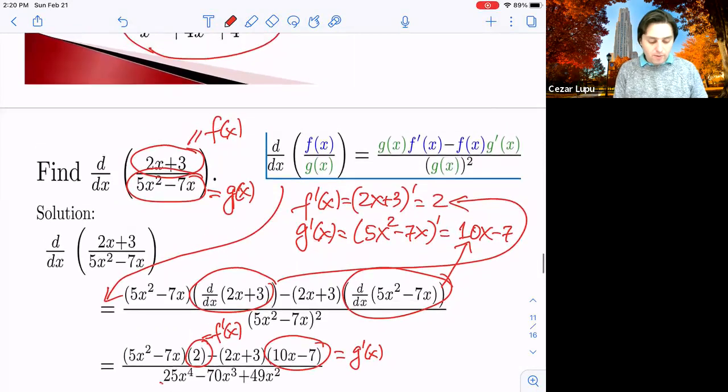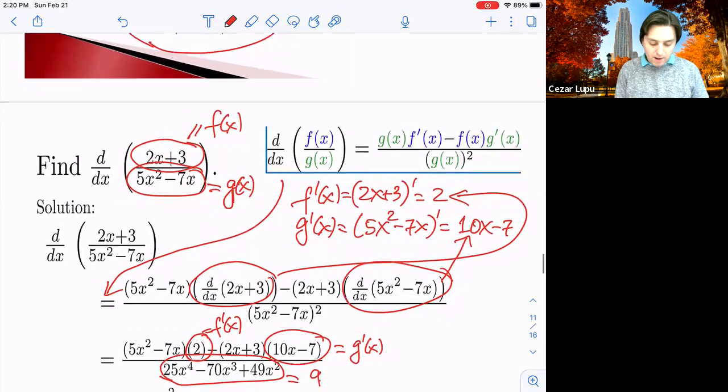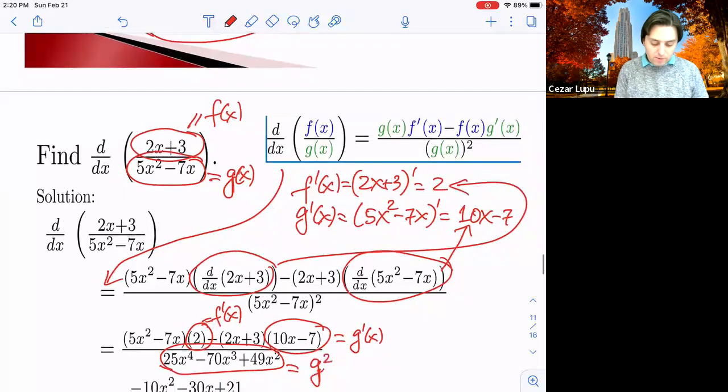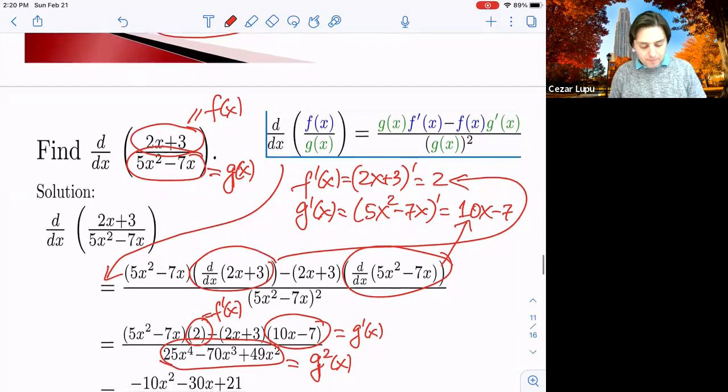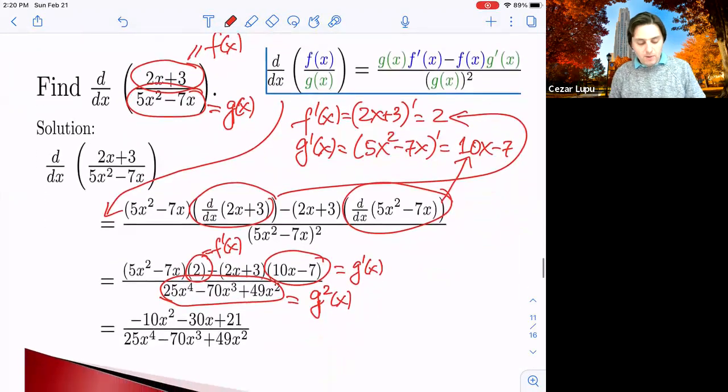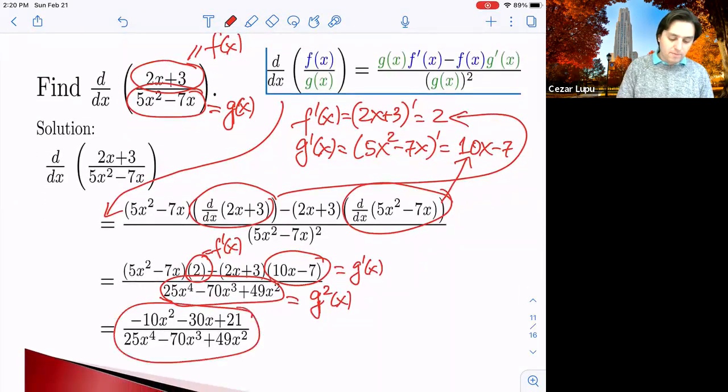And here we have g squared. So this guy is nothing else than just g squared. This goes by elementary algebra, so we'll leave this to you as an exercise. You just square 5x squared minus 7x, everything squared, and it will give you this. And at the end of the day, you'll end up with this rational function. So you would expect to end up with a rational function. Okay.